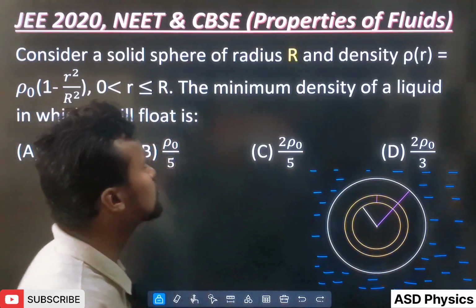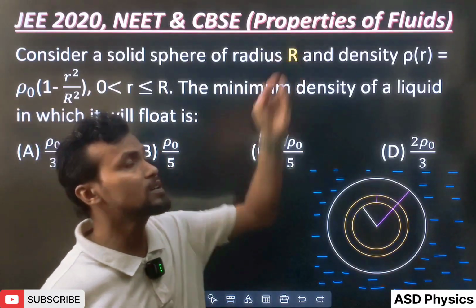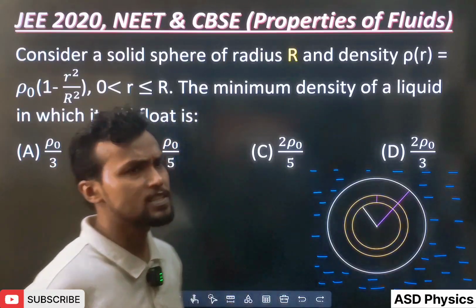So students, in this video we are going to solve a question from the chapter properties of fluids. Okay, so let's start the video.